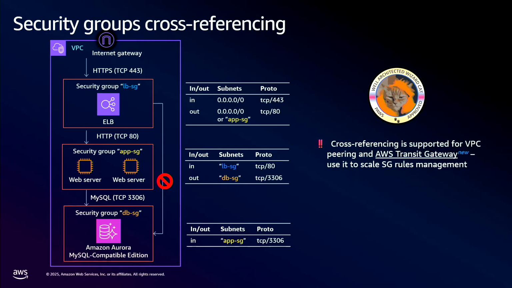Also to note here, if you're using Transit Gateway today, security group referencing is supported in Transit Gateway in the ingress flow only. So great stuff.